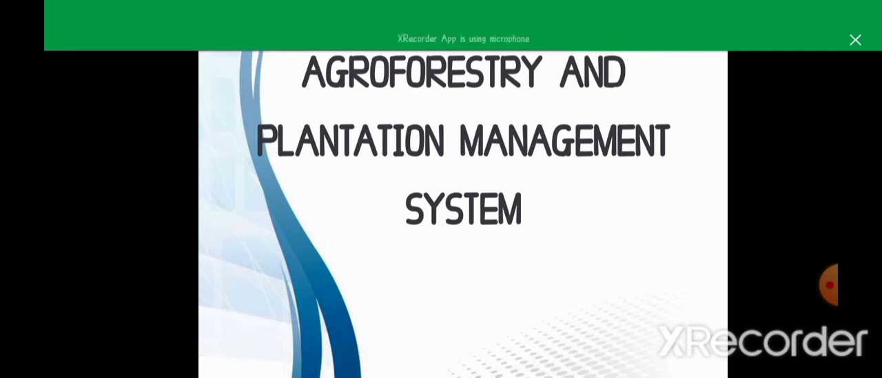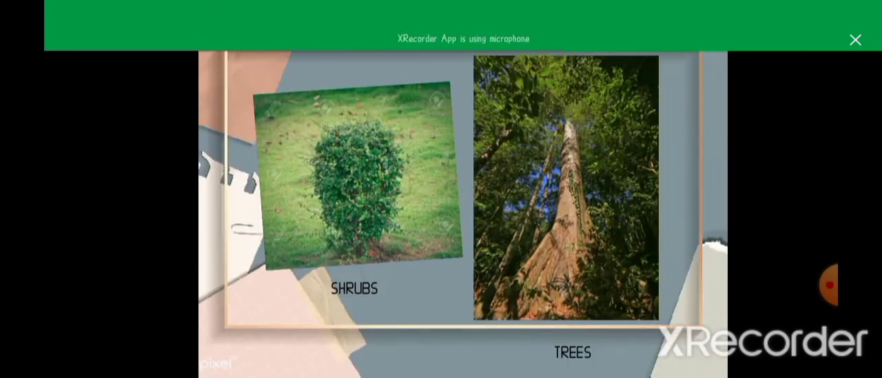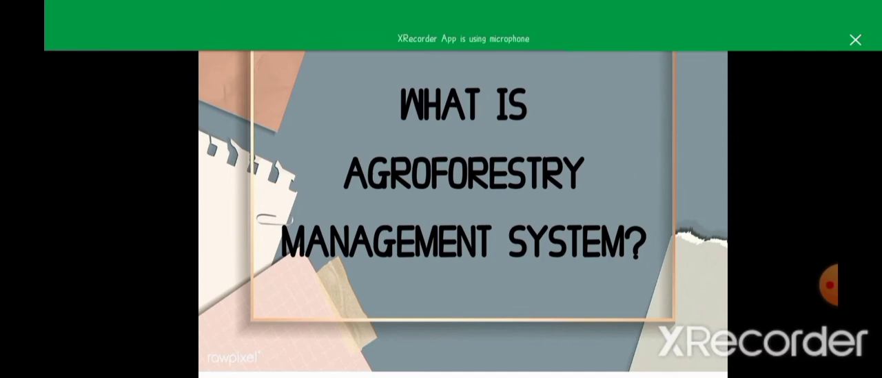A shrub is a woody plant which is smaller than a tree and has several main stems arising at or near the ground. This is the example of shrubs and trees. What is agroforestry management system?